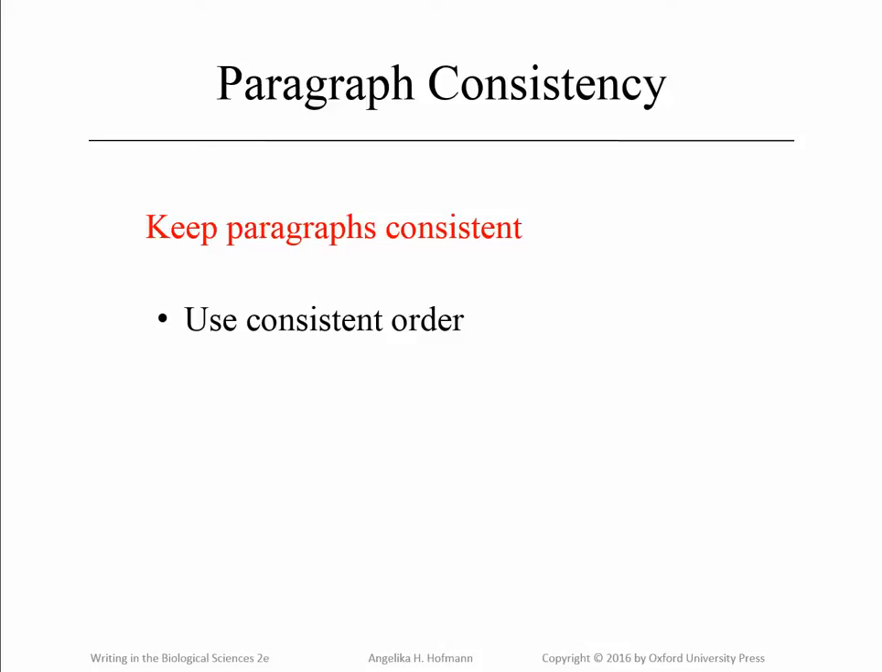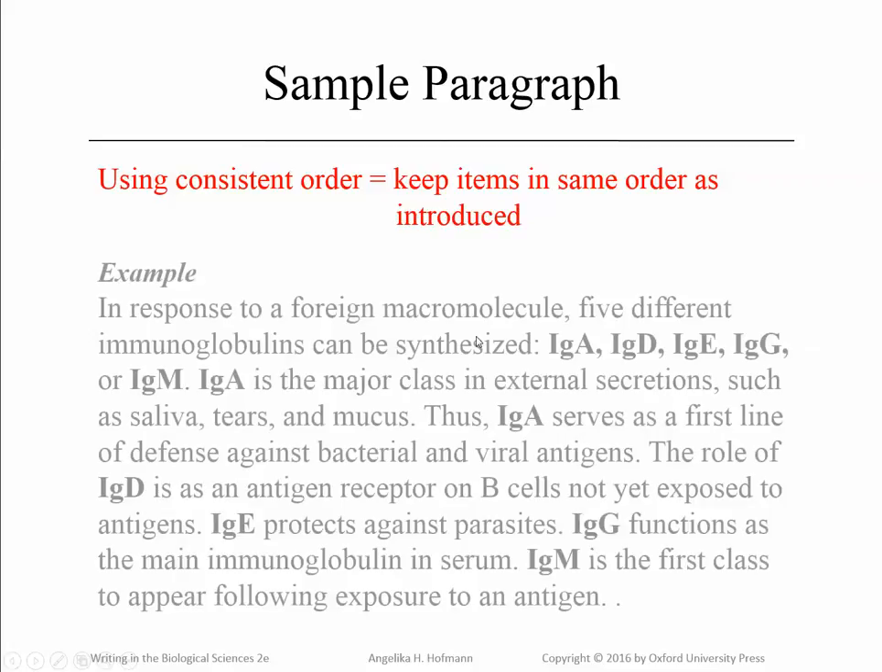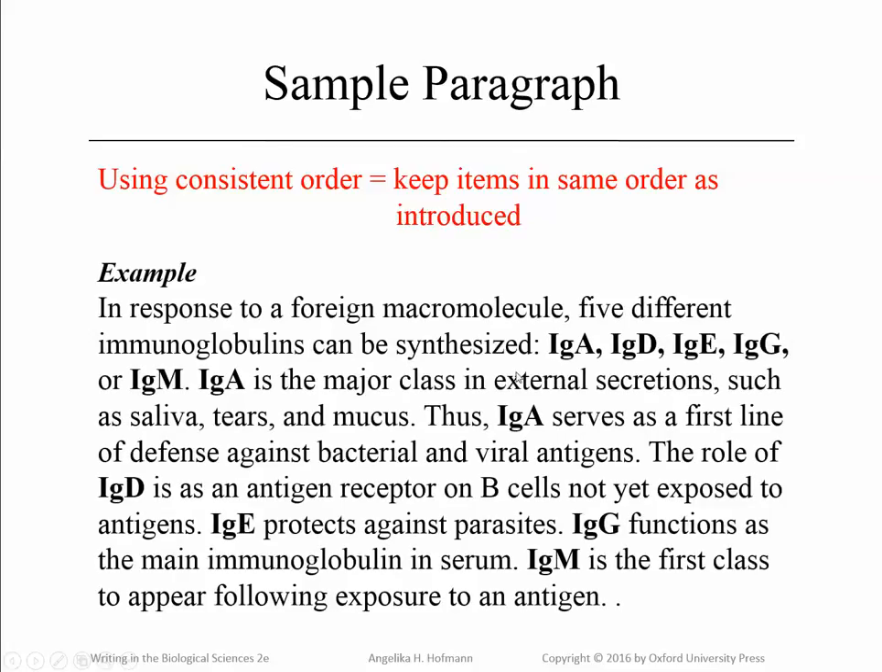So again, use a consistent order. We had a certain order in our topic sentence, and we repeated it in the paragraph. The other thing you want to use is a consistent point of view. So again, consistent order just says that we're going to keep them in the same order. So if I have this paragraph and in my topic sentence I'm talking about these different immunoglobulins, then the same order that I listed them here is the order that I should talk about them down here. Okay, so the reader expects that. You want to make sure that you do that.